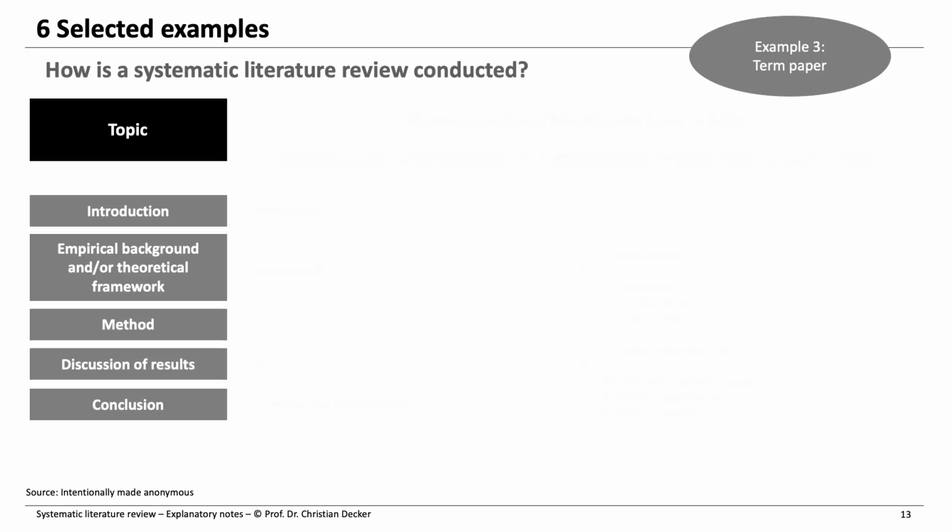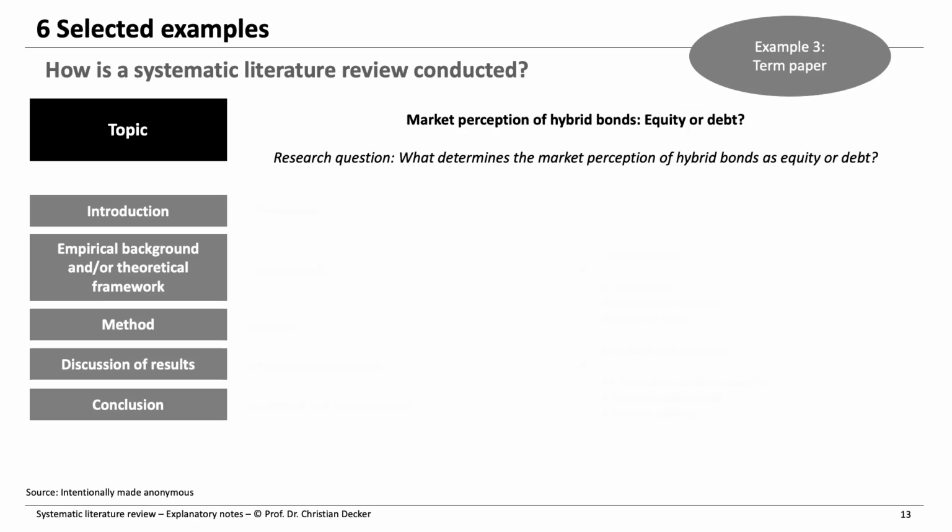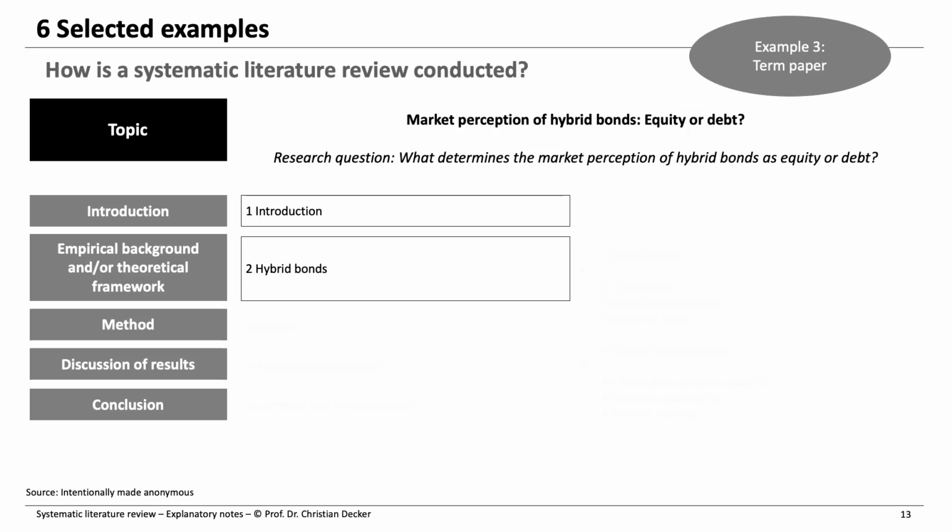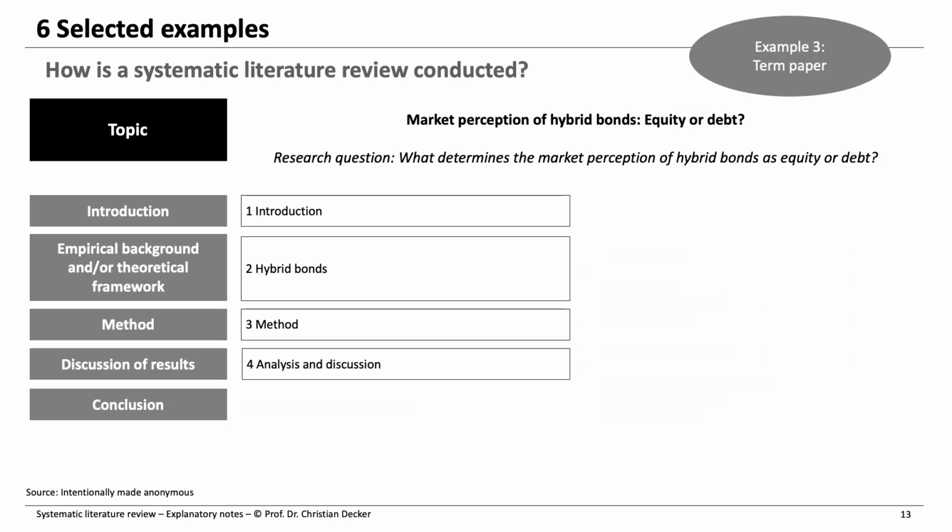The proceedings of a systematic literature review should be demonstrated by a third example. The topic of example 3 is Market Perception of Hybrid Bonds, Equity or Debt. The research question to be examined is, what determines the market perception of hybrid bonds as equity or debt? The term paper is structured as follows. Chapter 1, Introduction. Chapter 2, Hybrid Bonds. Chapter 3, Method. Chapter 4, Analysis and Discussion. Chapter 5, Summary and Critical Acclaim.